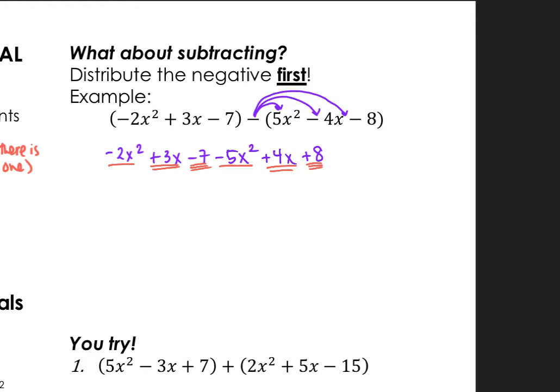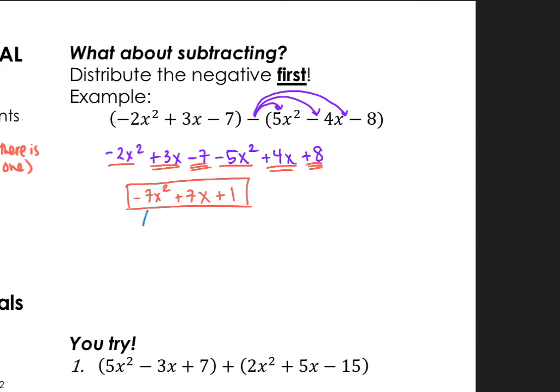So combining like terms, negative 2 plus negative 5 is negative 7. So that's going to be negative 7x squared. And then I have a 3x and a 4x, so that's plus 7x. And then I have a negative 7 and positive 8, which is going to be positive 1.